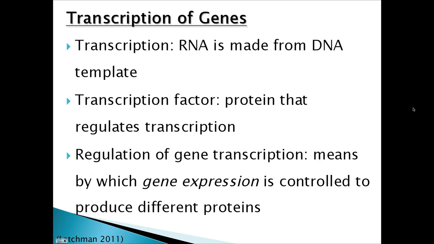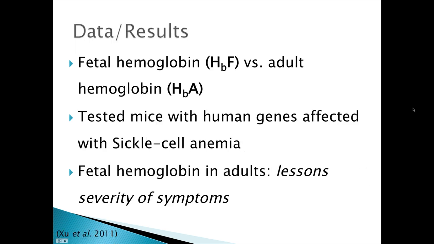Now I will discuss how sickle cell anemia is genetically expressed in an individual. Essentially, DNA codes for RNA and RNA codes for proteins. Transcription is a process of copying genetic information in DNA to RNA by RNA polymerase. This is an important process because transcription is directly related to gene expression. A transcription factor is a protein that regulates transcription and can control which proteins are produced.